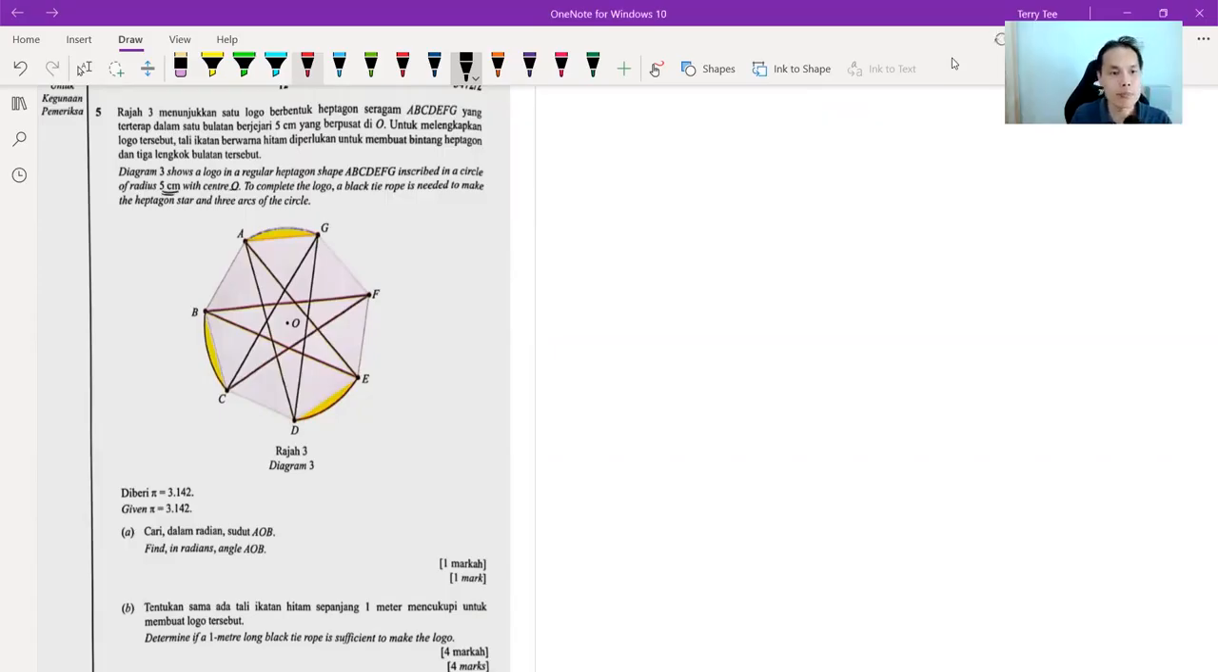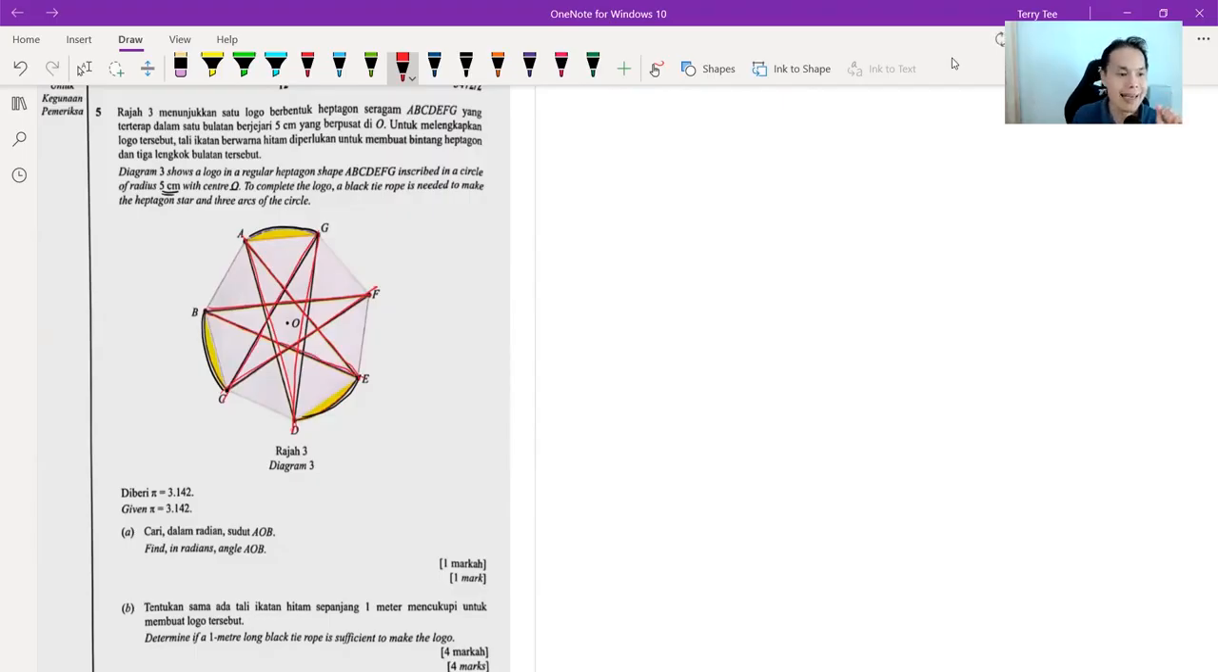To complete the logo, a black rope is needed to make the heptagon star and 3 arcs of the circle. So we're going to tie the rope around the arcs as well as the lines. If you observe carefully, there are 7 lines here. Let me highlight for you: 1, 2, 3, 4, 5, 6, 7. There are 7 lines and 3 arcs. We're going to handle that later.